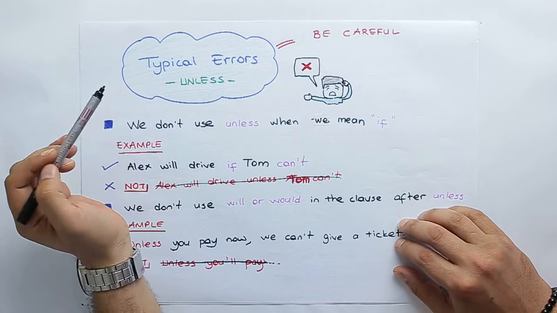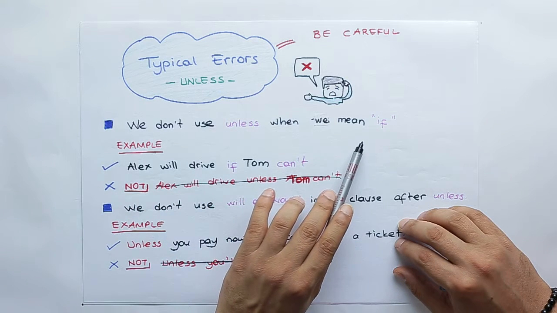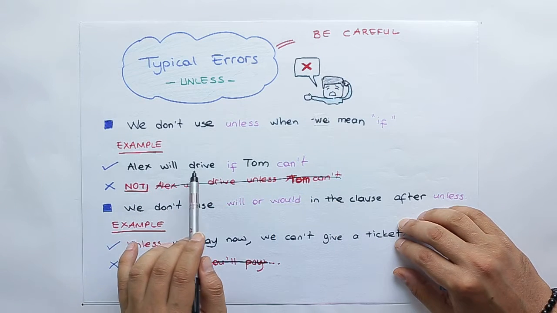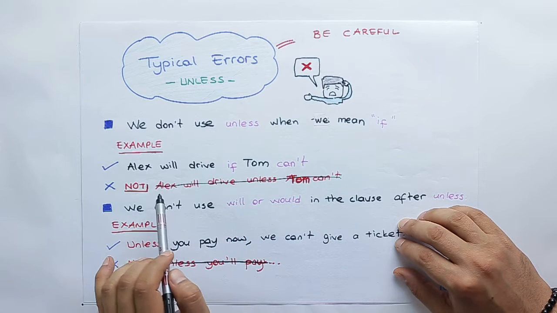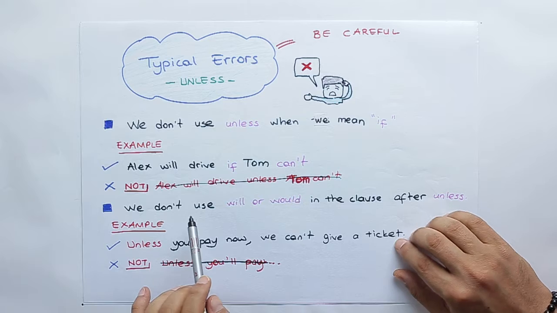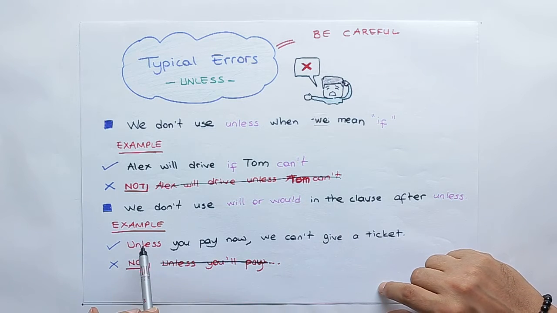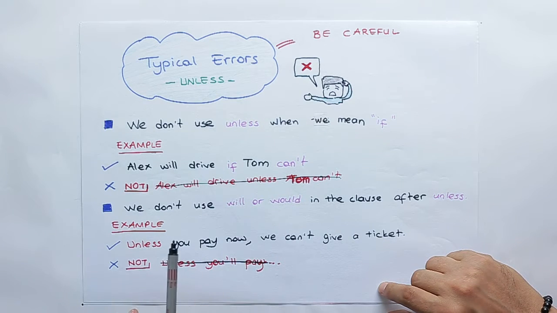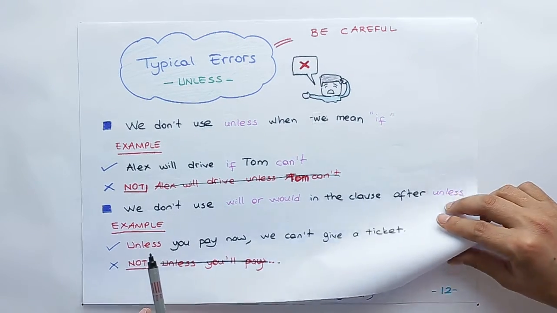Typical errors, be careful, unless. We don't use unless when we mean if. Example, Alex will drive if Tom can't. Not Alex will drive unless Tom can't. We don't use will or would in the clause after unless. Unless you pay now, we can't give a ticket. Okay, now unless you will pay, you can't use that.